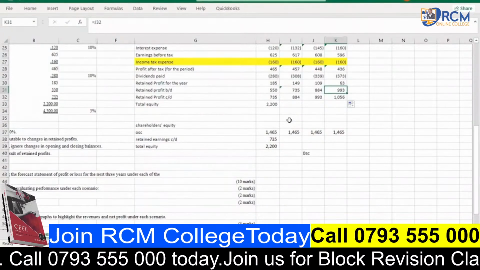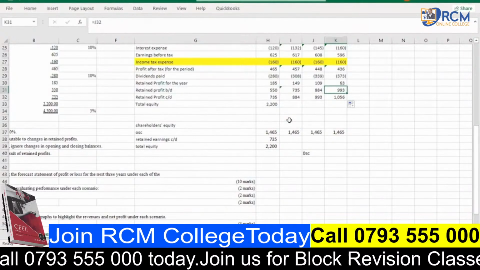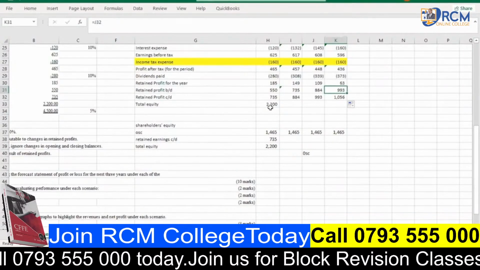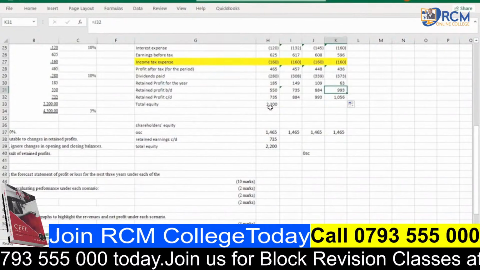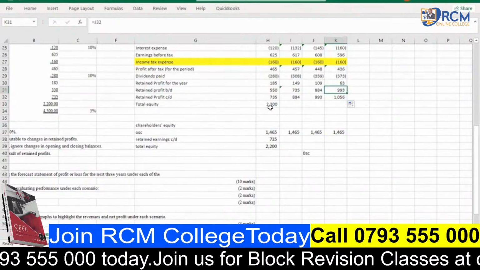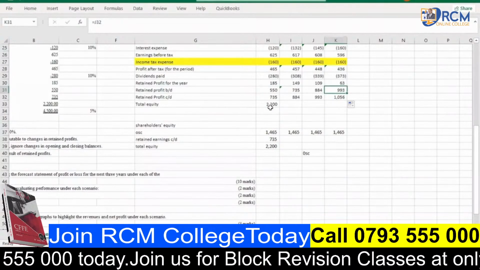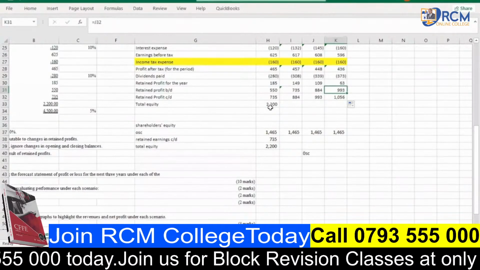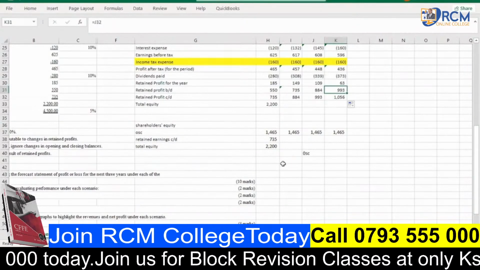So somebody saying that I should repeat, is it how to get the retained earnings or now how to get the total? Is it how to get the retained earnings out of the total? Sasa tumesema hivi.